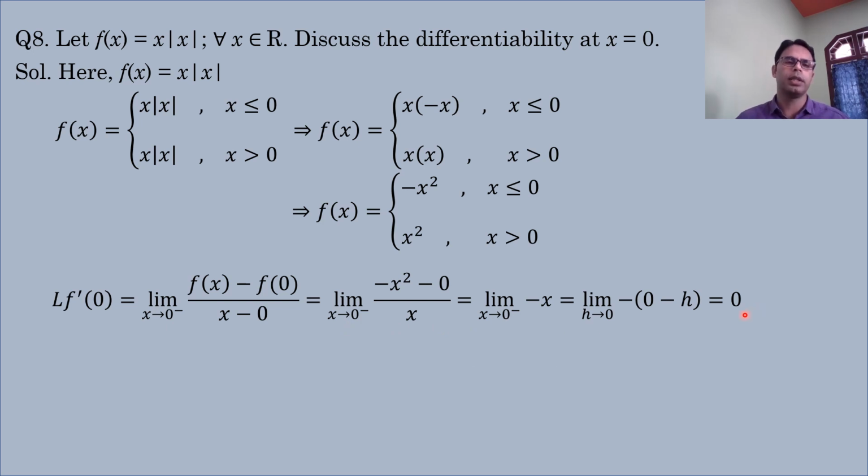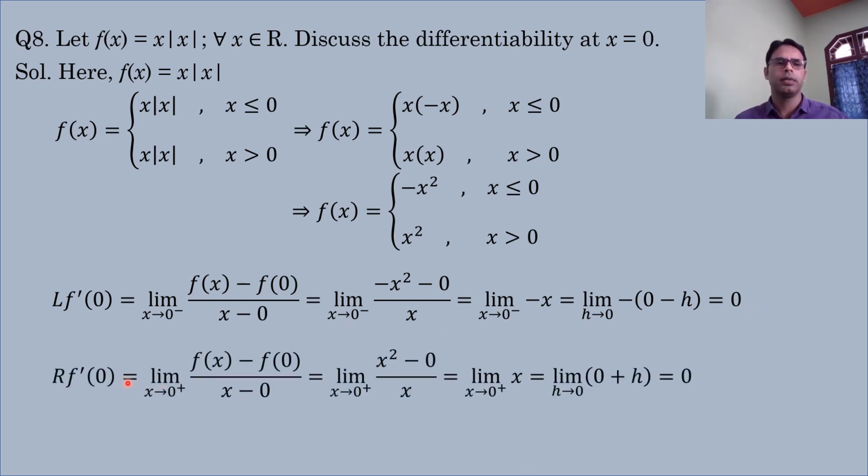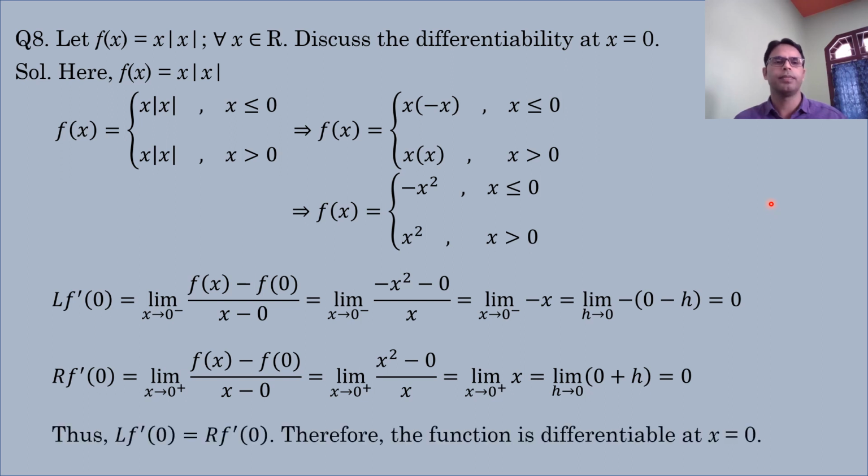Then come to right hand derivative, similar method, okay, but this time f(x) should be taken as this line, greater than 0, this line, okay. Rest of things you can understand. So they are equal, mean function is differentiable. Therefore left hand derivative mean Lf'(0) is equal to Rf'(0). Therefore the function is differentiable at x is equal to 0. So I think you understood this question. Next come to a new question.